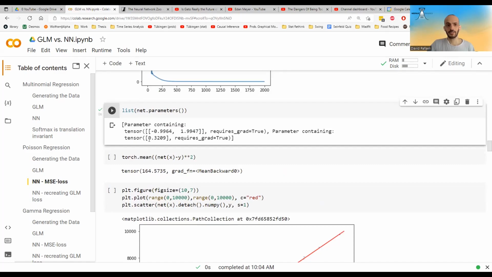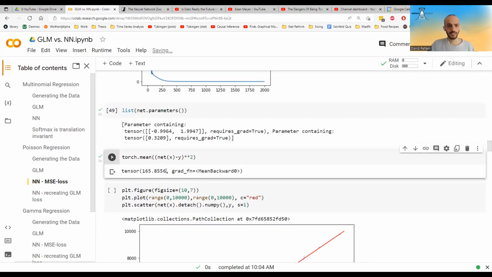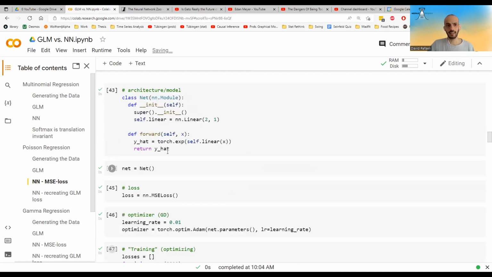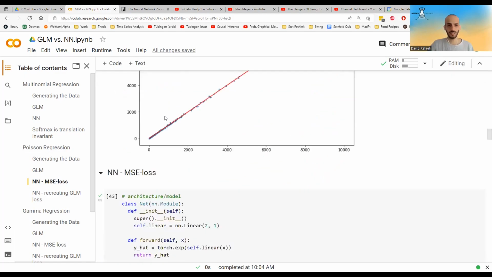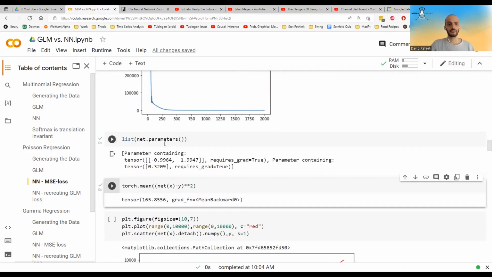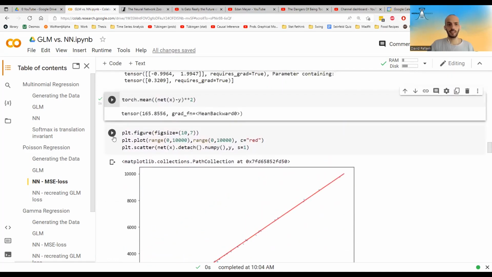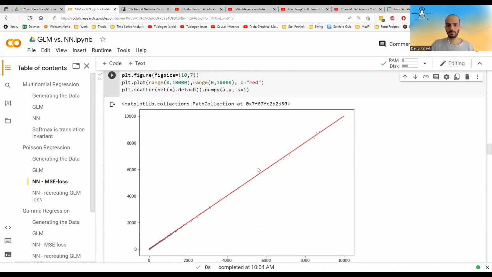Let's look at the parameters. 0.3 for the intercept, -1 and 2 for the weights. Let's take the MSE of this: 165, so even a bit better than the MSE here. But remember, here it doesn't optimize for the MSE, it optimizes for the GLM loss, for the GLM negative log likelihood, or it maximized the log likelihood of this GLM. Okay, and if we plot here, we see we also get pretty good results.